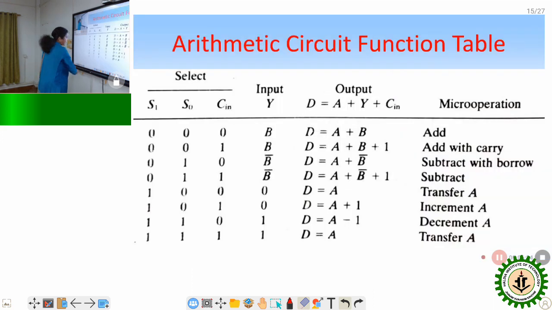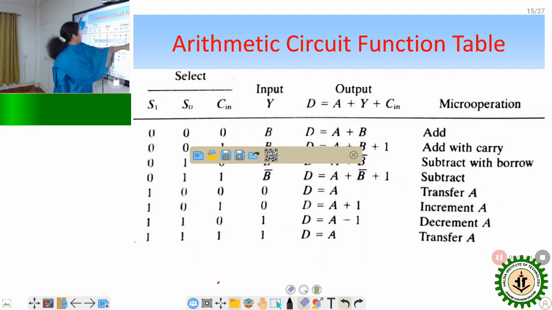Now, using this circuit diagram, a total of 8 operations are possible. What are they? Depending upon the values of S1 and S0 and the Cin input, 8 different operations can be possible. Depending upon S1 S0 equal to 0, 0 and Cin equal to 0, the addition operation is possible. And when S1 S0 is 0, 0 and the value of Cin equal to 1, the addition with carry operation is possible here.